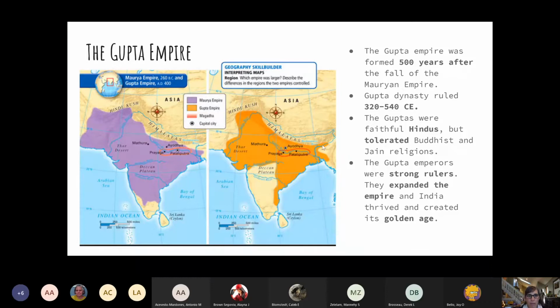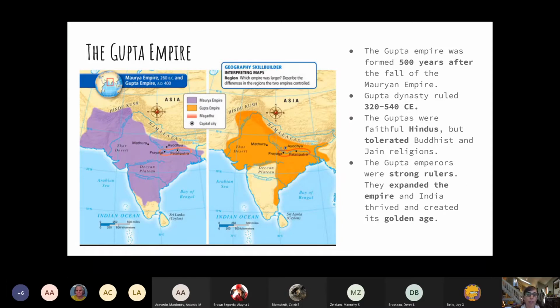So 500 years passed after the fall of the Mauryan Empire, and then the Gupta dynasty rules. And that's this orange area. So the Gupta dynasty takes over and ruled from 320 to 540 CE. Unlike in the Mauryan Empire when Ashoka went out and spread Buddhism, the Guptas were Hindus. Okay? But they also tolerated Buddhist and Jain religions. So Buddhism and Jain religions are related to Hinduism.